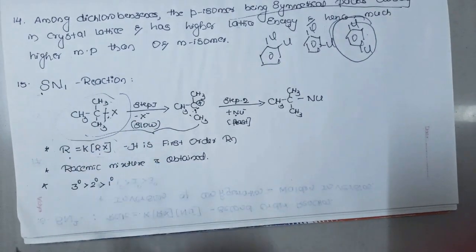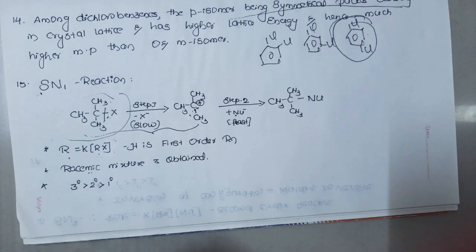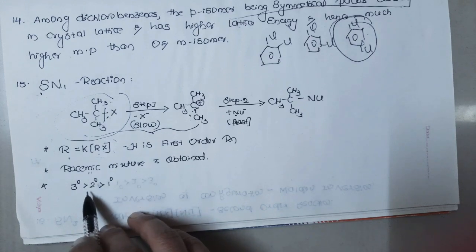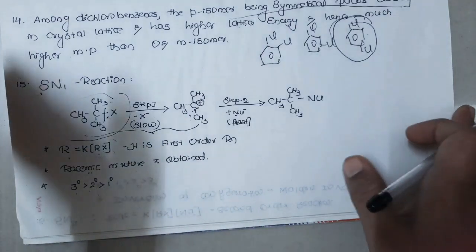The SN1 reaction involves the formation of a racemic mixture, that is, enantiomers will be formed here. And the order of reactivity is tertiary, followed by secondary, followed by primary. So these are some important points. Many more points I will definitely discuss in the next class.